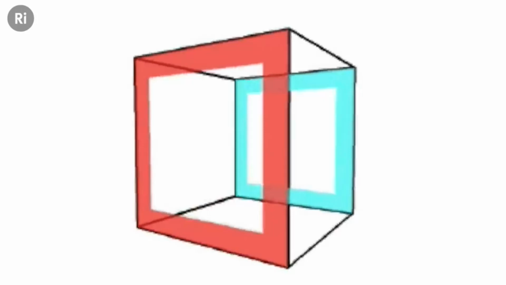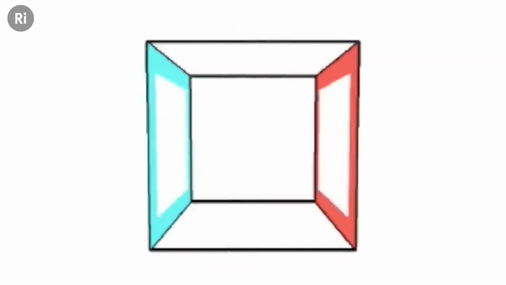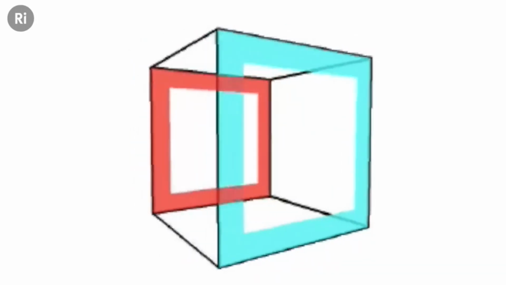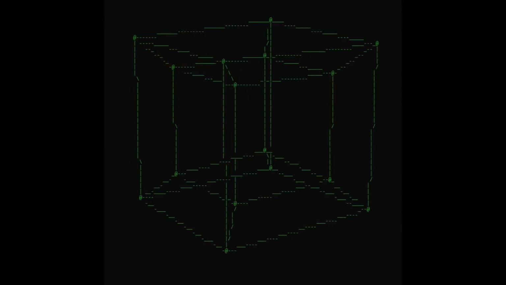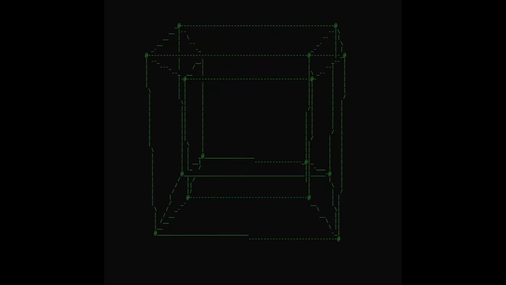Since you're a 3D being, you understand 3D perspective and know that the back side of the cube isn't actually inside of the front side. And for the same exact reason, the back side of the hypercube isn't inside of the front side. It's just a matter of 4D perspective.